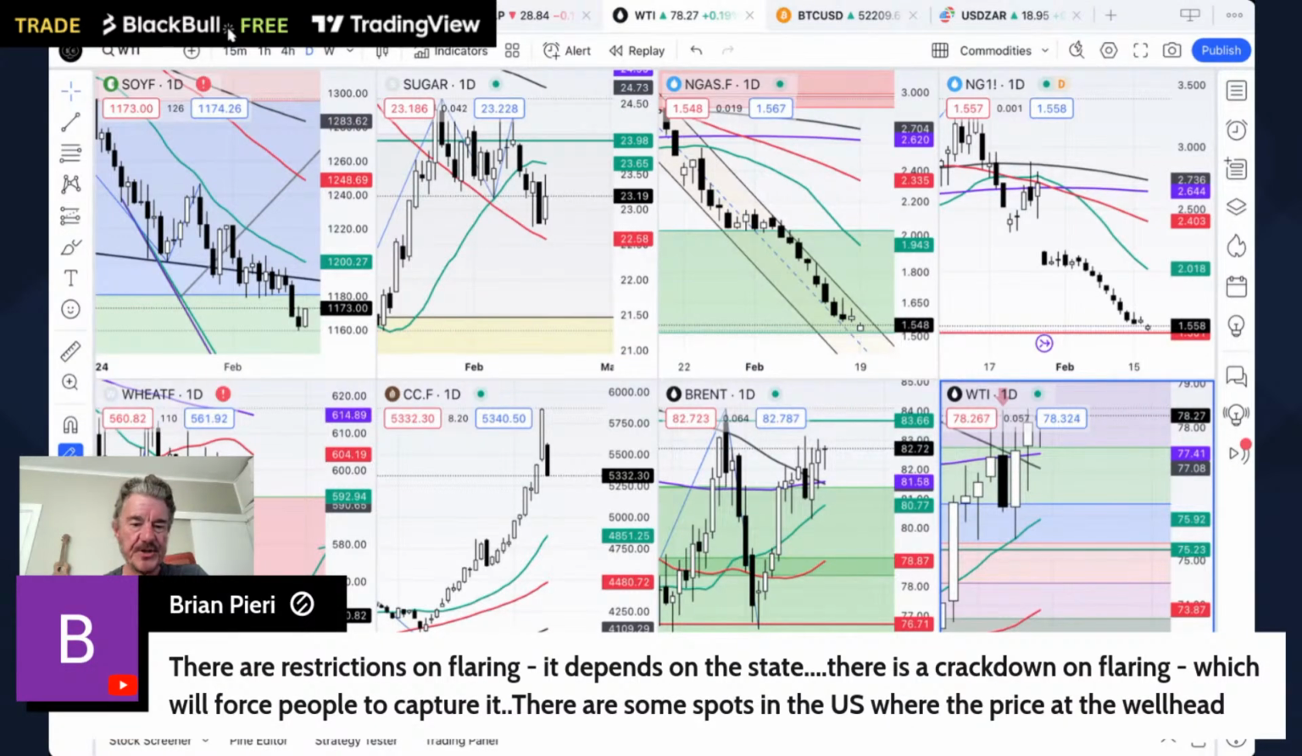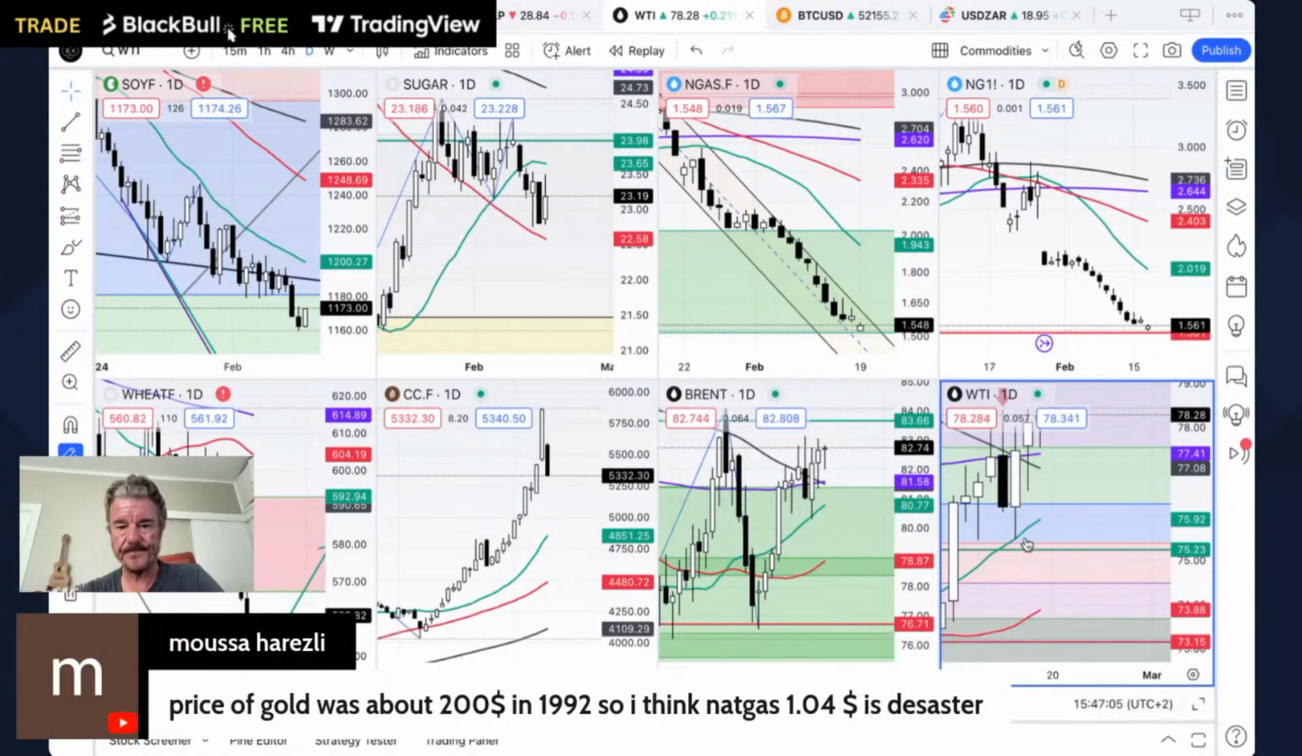Brian says there are restrictions on flaring. There we go. Important feedback from someone in this industry from the US. Depends on the state. There is a crackdown on flaring, which will force people to capture it. There are some spots in the US where the price at the wellhead, hang on, what does it say? Okay, I can't see the rest of that, Brian. Anyway, so flaring can be a problem. That's what you're saying. Sure.